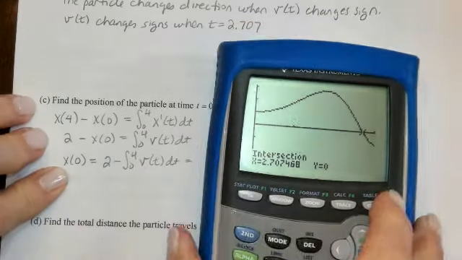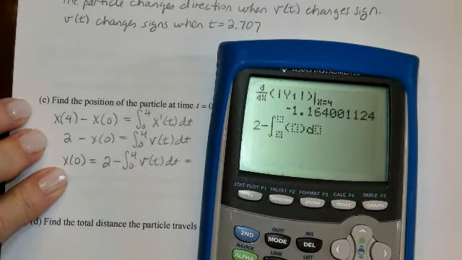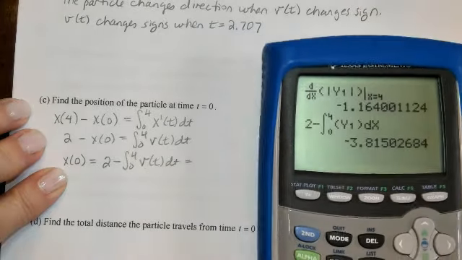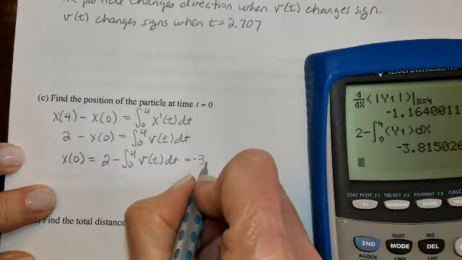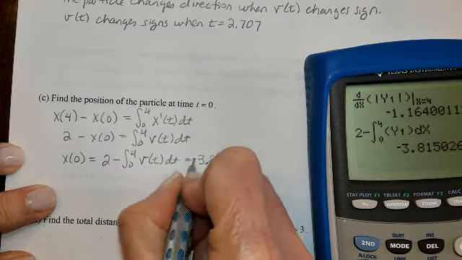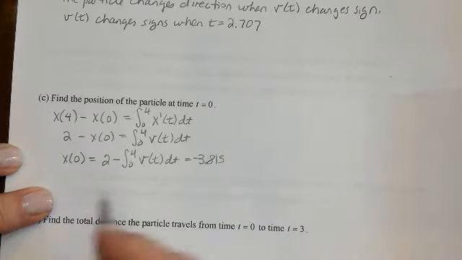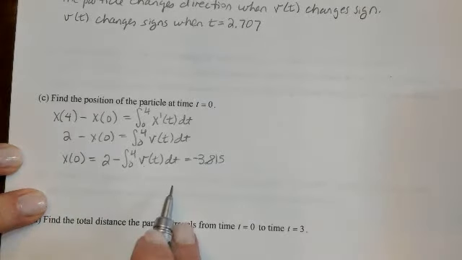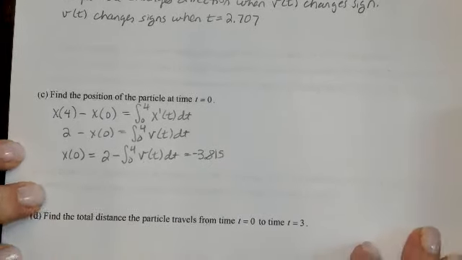And now I'll let my calculator do my work. 2 minus the integral from 0 to 4 of my velocity is negative 3.815. Okay. So that would be good if you want to clarify and say the position of the particle at time t equals 0 is negative 3.815. That will work as well.